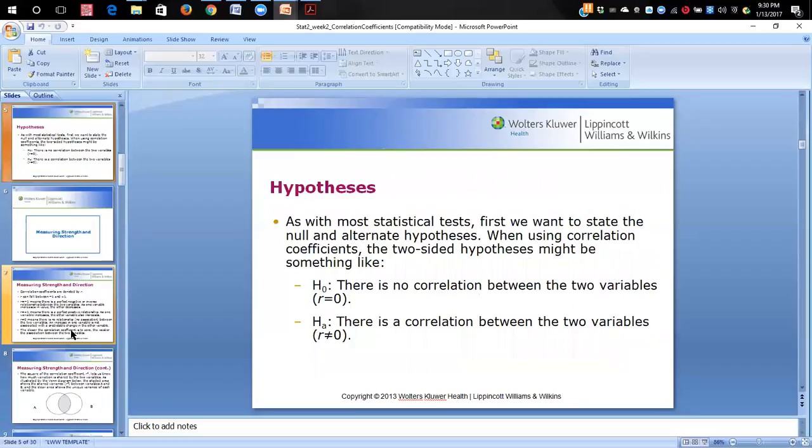And then this is our hypothesis. It's very simple. There is no correlation between the two variables. That's the null hypothesis. And there is correlation between the two variables, which is your alternative hypothesis.